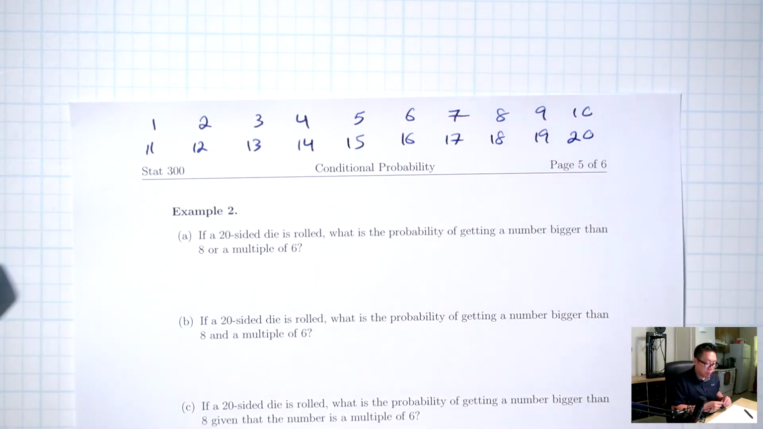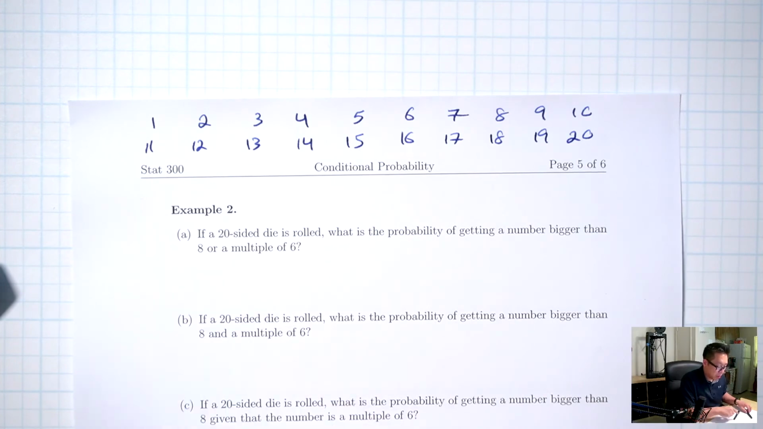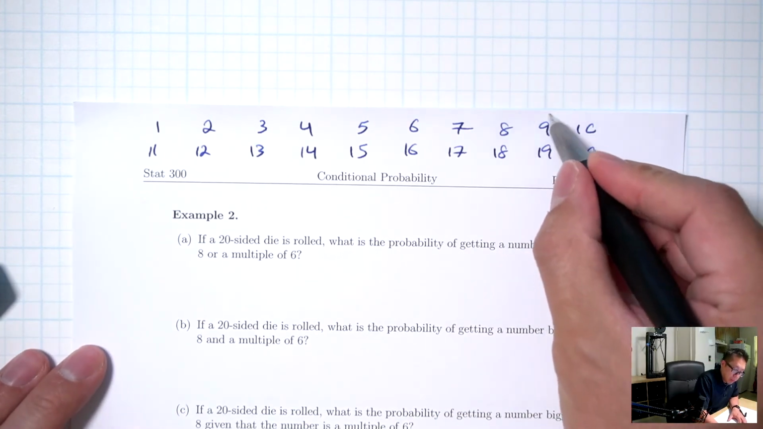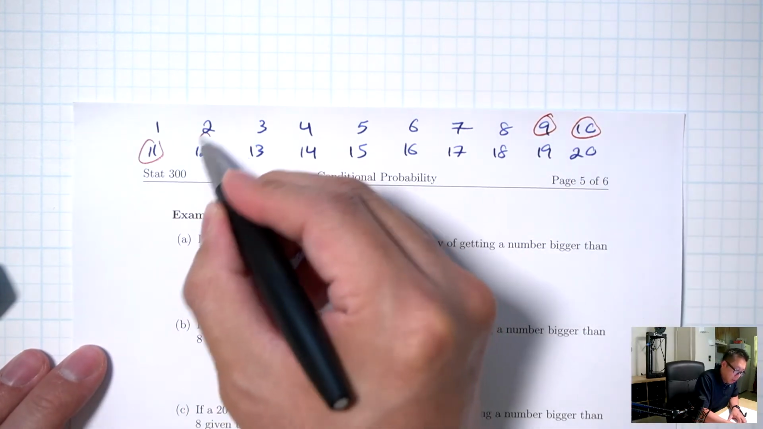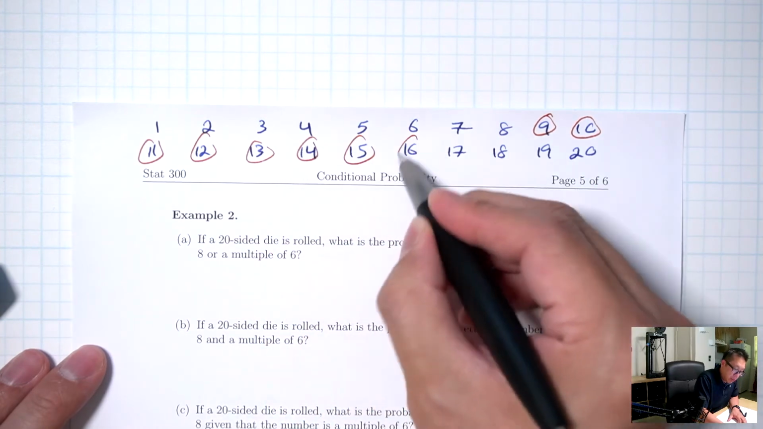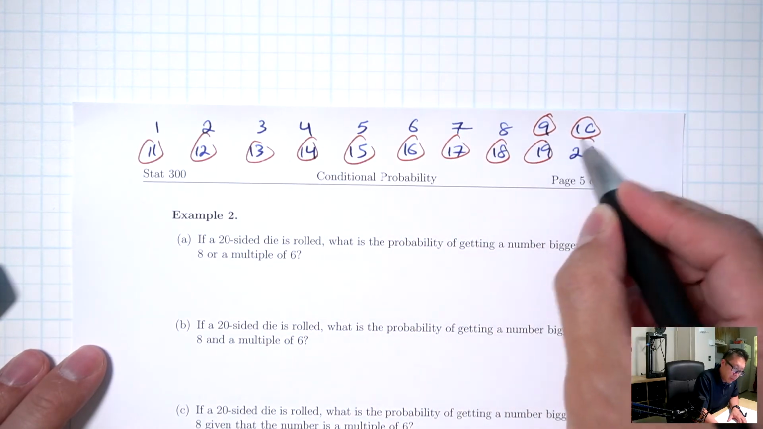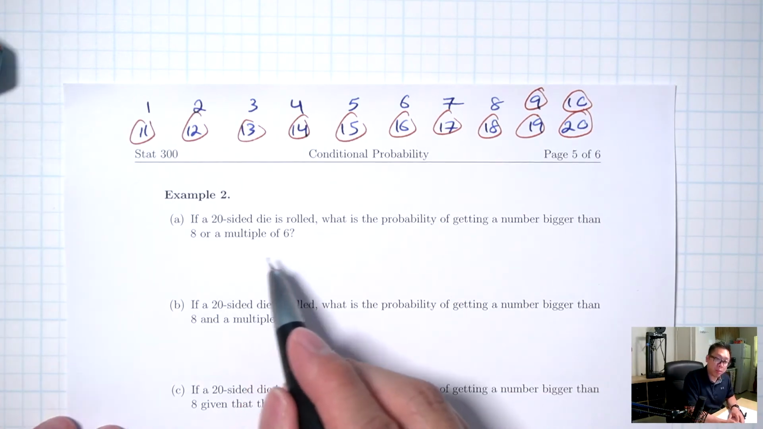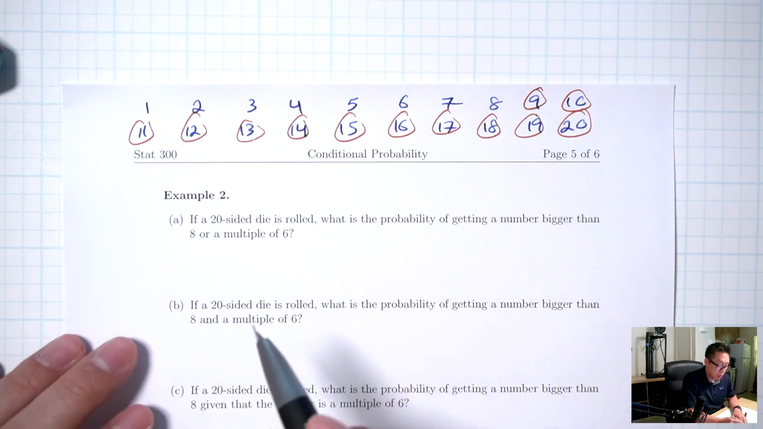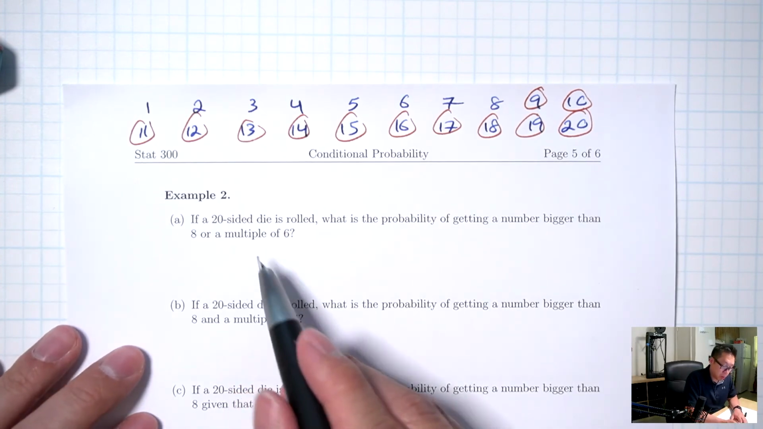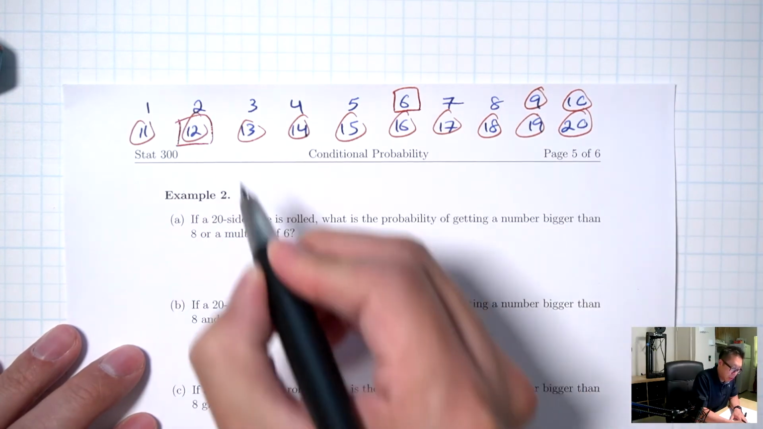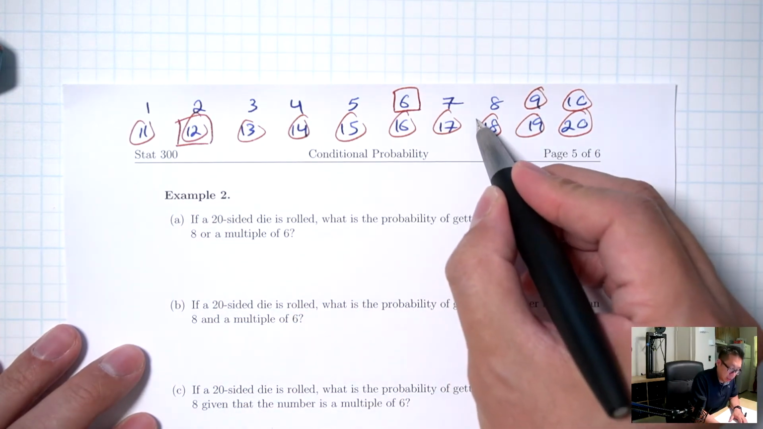And in this problem, I'm talking about numbers bigger than 8. Let me circle the numbers bigger than 8. So bigger than 8 means you don't include 8. So bigger than 8 will be 9, 10, 11, 12, all the way up to 20. All of the circled numbers are bigger than 8. And then I'm also talking about multiples of 6. This means count by 6. Let me put boxes around those. Multiple of 6 would be 6. Plus 6 again would be 12. Plus 6 again would be 18.